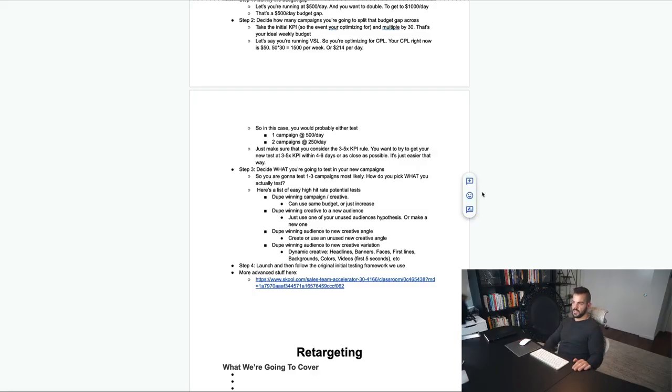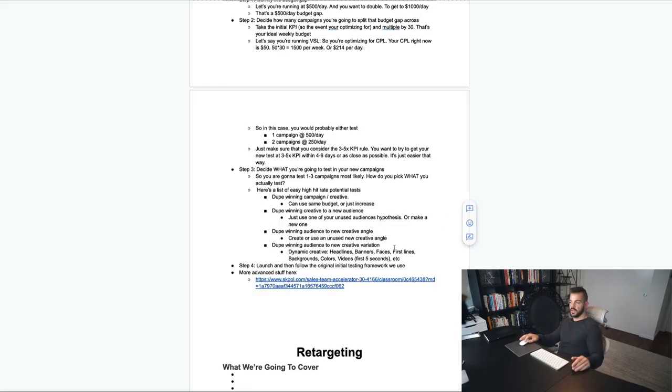Or you can take the winning creative and dupe it to a new audience bucket you haven't tested yet, or a new one that you create. That's a really, really good one as well. Then you can also dupe a winning audience to a new creative angle. Because remember, if you have your ads working right now, you not only found winning ads, but also winning audiences. So you can take those winning audiences and test a new creative angle, based on your newly informed data and your new hypothesis, on that proven audience.